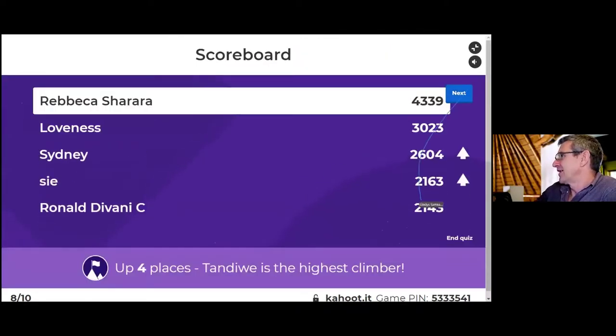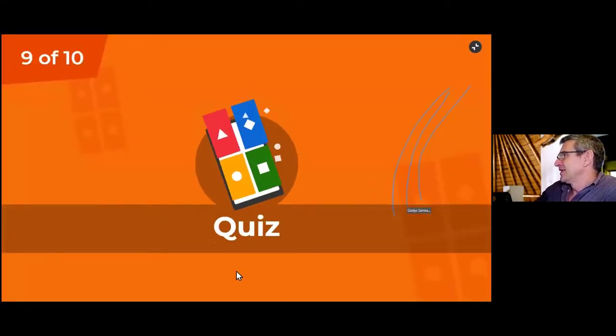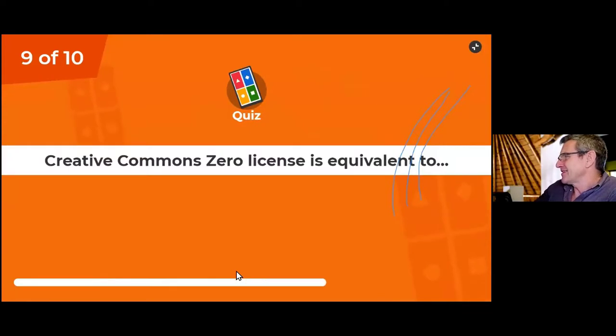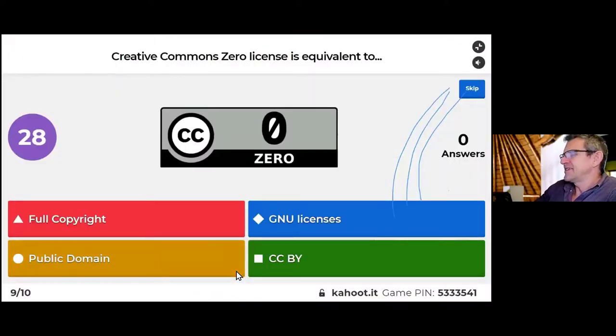Cool. I think Rebecca is slowly pulling away. All right. Next one, number 9. If you see this one, CC0, what is it equivalent to? What is it the same as? Is it the same as full copyright, public domain, these GNU licenses, or is it the same as CC BY?